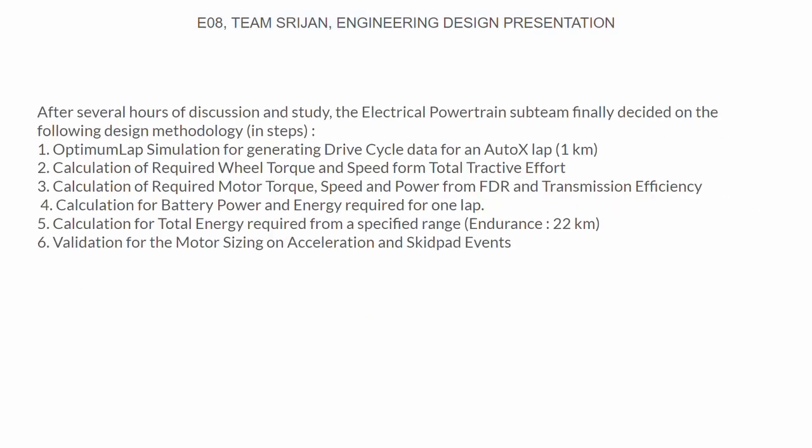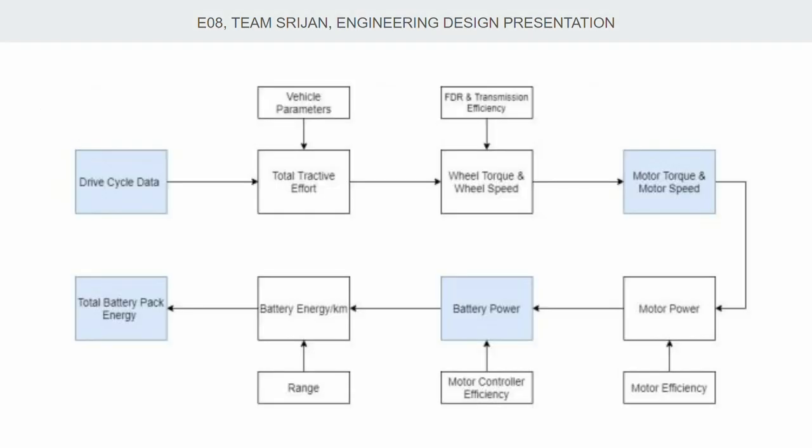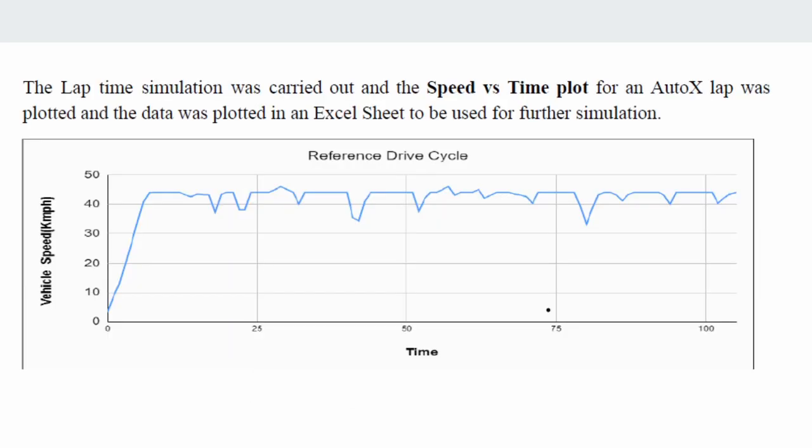We use the following methodology: Optimum Lab simulation for drive cycle data, calculation of required wheel torque and speed from total tractive effort, calculation of required motor torque, speed, and power, calculation for battery pack and energy required for one lap, total energy calculation for a given range, validation, and microcycling. This is a schematic representation of our methodology of how we reach from drive cycle data to total battery pack energy. This is the drive cycle data from lap time simulation plotted on the Excel sheet.